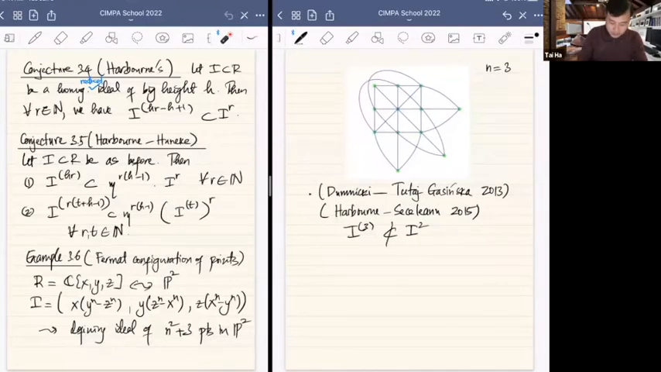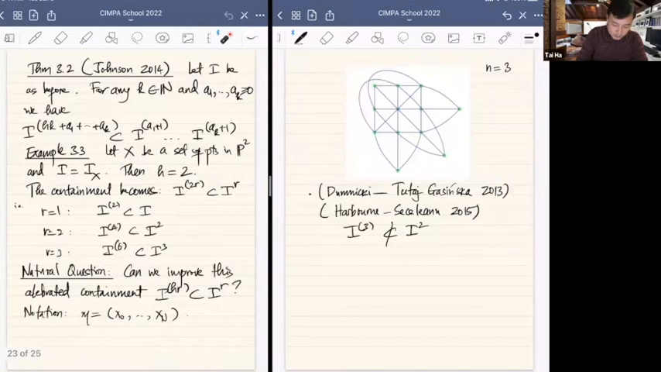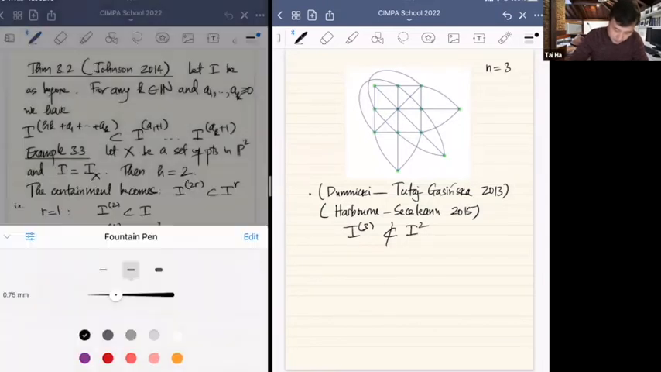Now, if you look back here, right? So these are the known containments. If you want to improve, right? So maybe I put that here. So you want to improve.